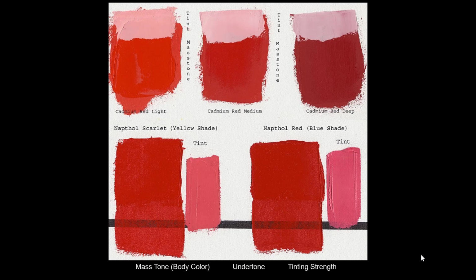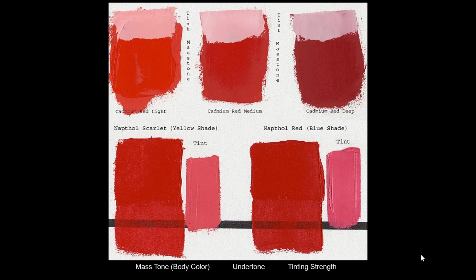So, one thing that we want to know about is the mass tone, or what's sometimes also referred to as the body color of a paint. When you squirt something out of a tube, what color is it when it's just sitting there? This is different than the undertone. The undertone is basically how does it want to dress up for Halloween?